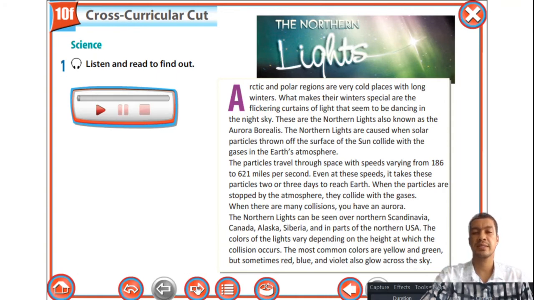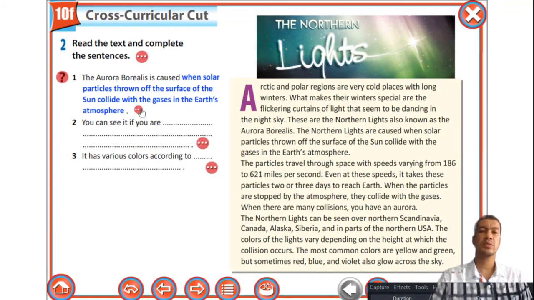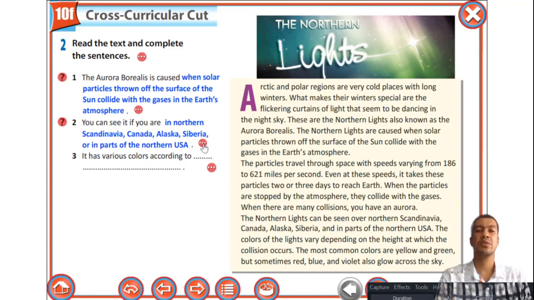To our next slide. Read the text and complete the sentences. You can pause the video and answer the questions, and then we can move on, just to make it a little bit fun. So the aurora borealis is caused by what? When the solar particles thrown off the surface of the sun collide with the gases in the Earth's atmosphere. So where can you see it? You can see it in northern Scandinavia and the northern USA.